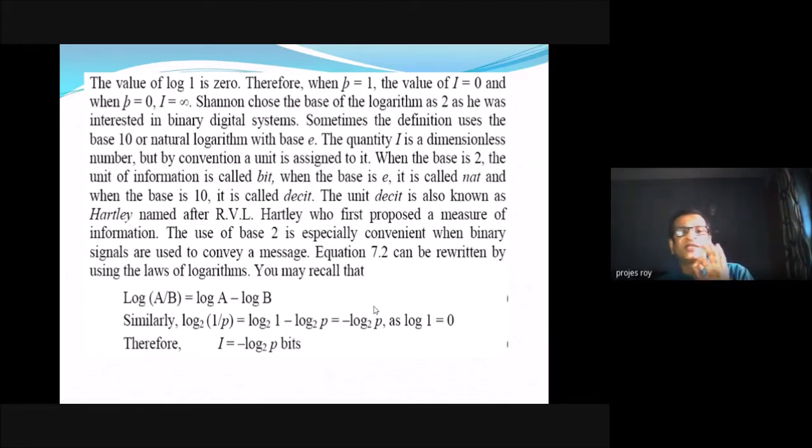The use of base 2 is especially convenient when binary signals are used to convey messages. Here in this equation, you can understand that log (A/B) is equal to log A minus log B. Similarly, log 2 (1/p) is equal to log 2 1 minus log 2 p, which is equal to minus log 2 p, as log 1 is equal to 0. Therefore, information here is equal to minus log 2 p bits. Now, here is another equation.